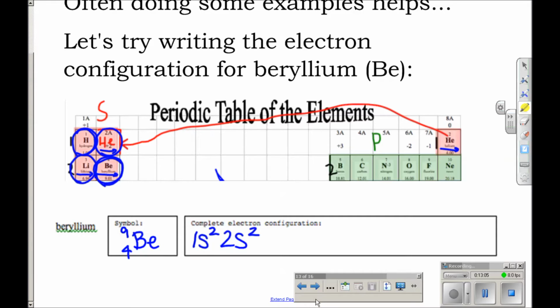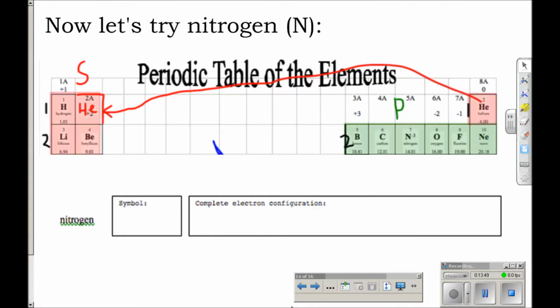So let's try another example. We'll try nitrogen. This one's a little bit bigger. So here's nitrogen. So that's going to be our stopping place. And we're also going to write the symbol. So the mass number of nitrogen is 14. The atomic number is 7. I'm just reading these right off the periodic table.